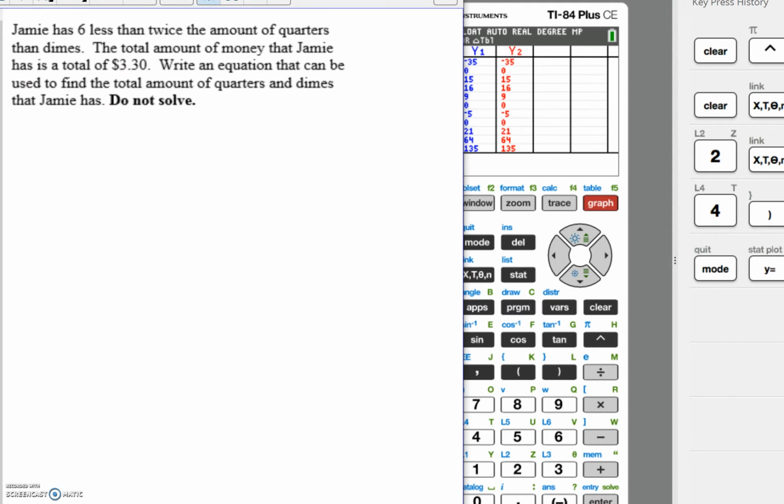So for number 2, we're going to set up but not solve the equation. Jamie has 6 less than twice the amount of quarters than dimes. Because dimes was stated last, what I want to do is let x equal the number of dimes.